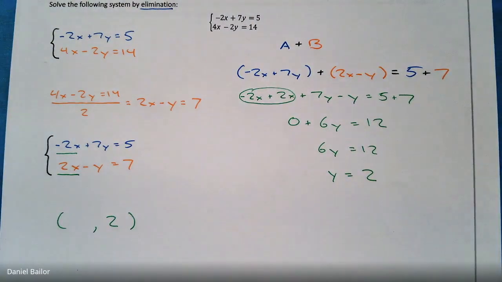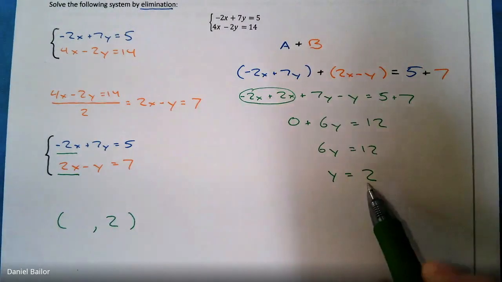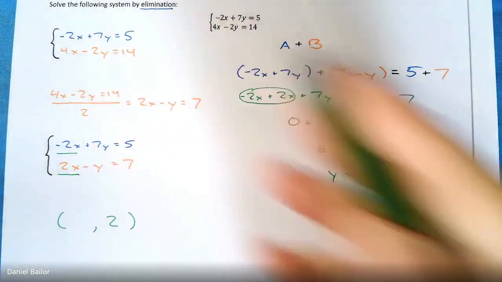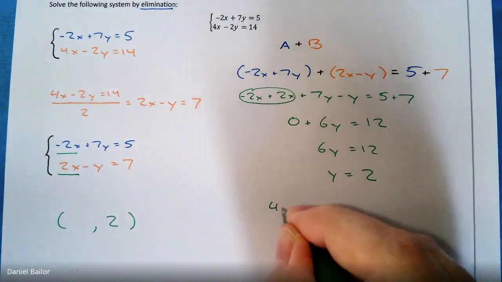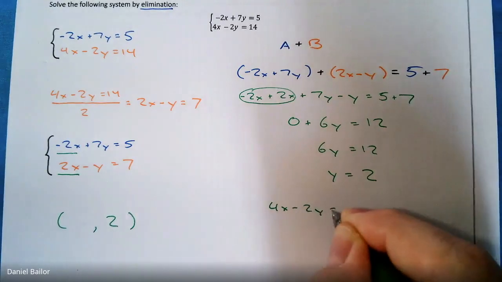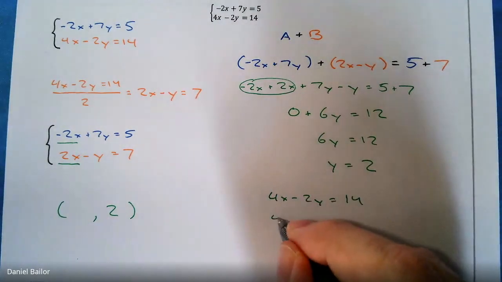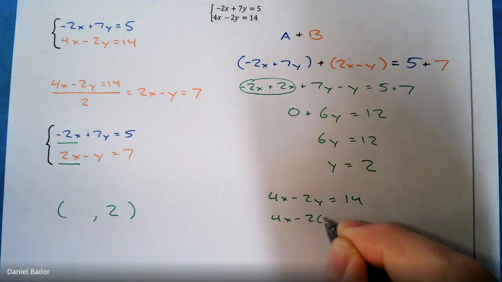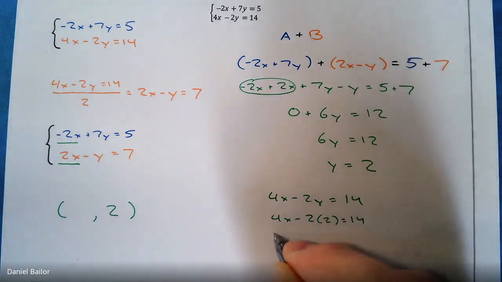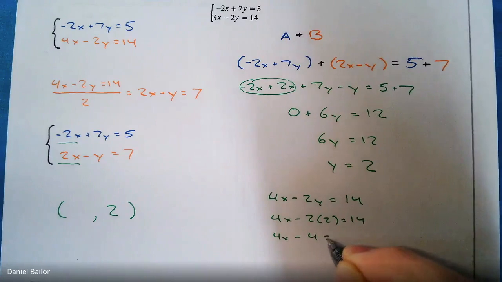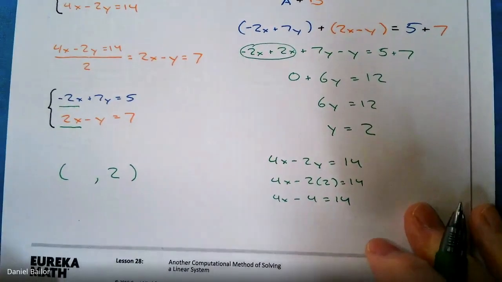To find the x part, I need to substitute the y I know into one of the equations. So I'm going to do 4x minus 2y equals 14. And I'm going to take the y and put it right here. 4x minus 2 times 2 equals 14.